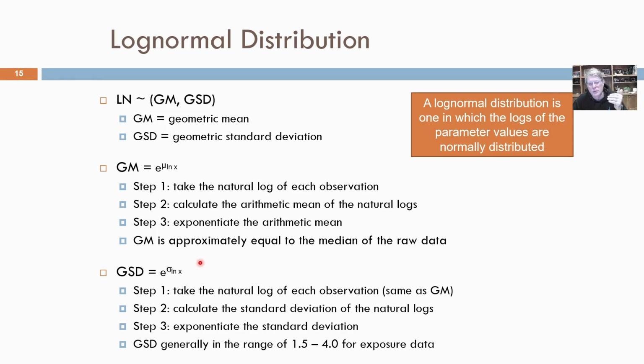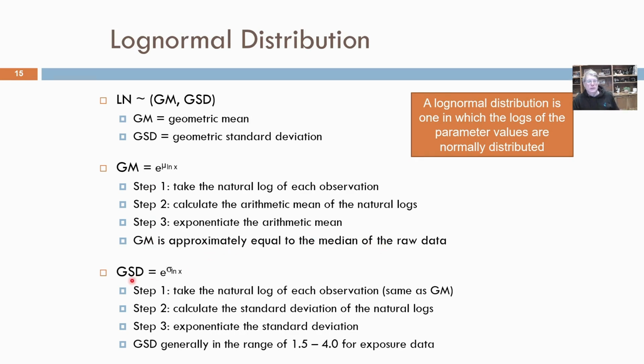In a log-normal distribution, the geometric mean is equal to the median of the raw data. So if your data are indeed approximately log-normally distributed, you will see that the geometric mean, as calculated here, is approximately equal to the median of the raw data.